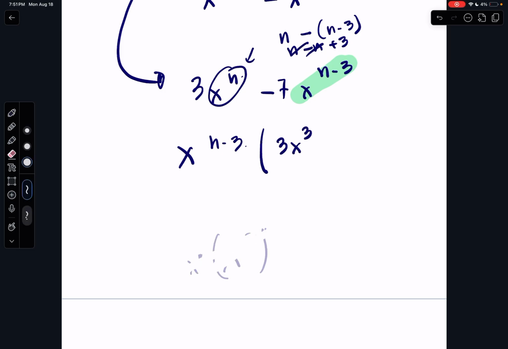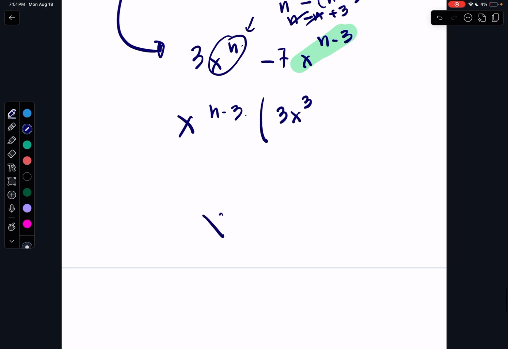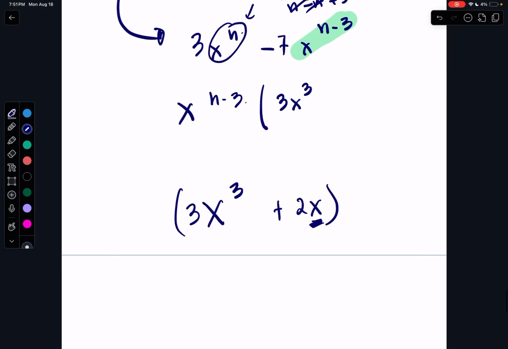I'm going to repeat that part. If you have 3x cubed plus 2x, and I'm going to factor out x from here, we know that the exponent here is 1, so it will become x times (3x squared, and then if you factor this out, minus 1, plus 2.